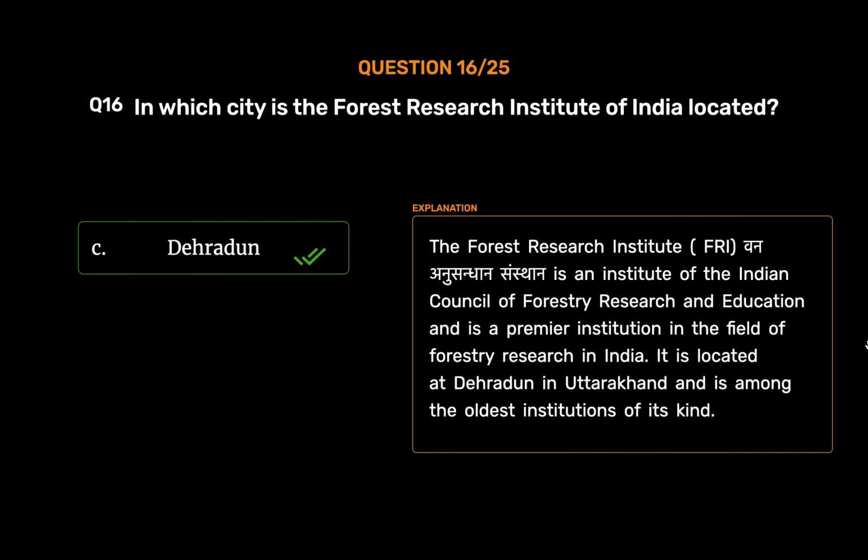Dehradun. The Forest Research Institute, FRI Anusandhan Sansthan, is an institute of the Indian Council of Forestry Research and Education and is a premier institution in the field of forestry research in India. It is located at Dehradun in Uttarakhand and is among the oldest institutions of its kind.